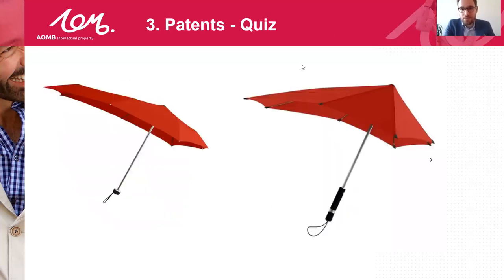So the next one. On the left, you see an umbrella. It's an Impliva umbrella. And on the right, you see a Senz umbrella. Senz applied for a patent for their aerodynamically shaped umbrella, so it could withstand higher wind gusts. So you know these umbrellas which fold over when a gust of wind is coming from below. Senz wanted to patent this, and Impliva thought, well, this is nice, I want to do this as well. So do you think that the left product infringes the right product?